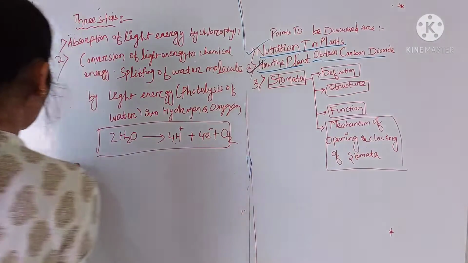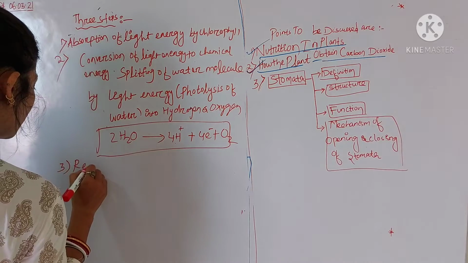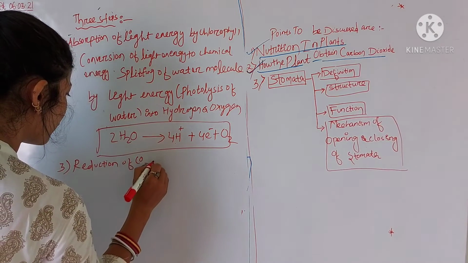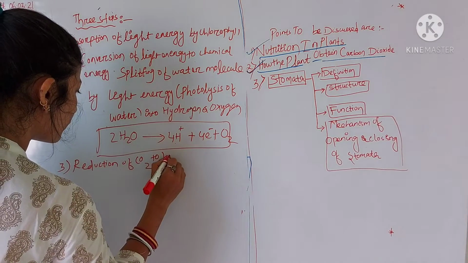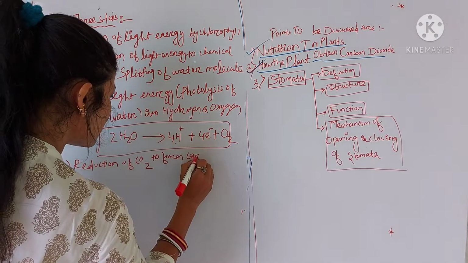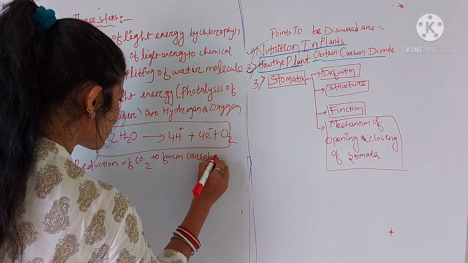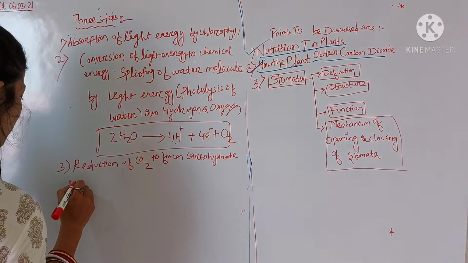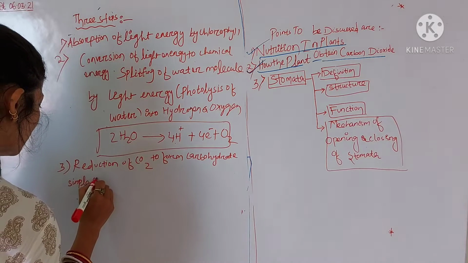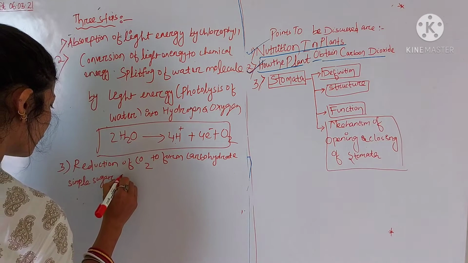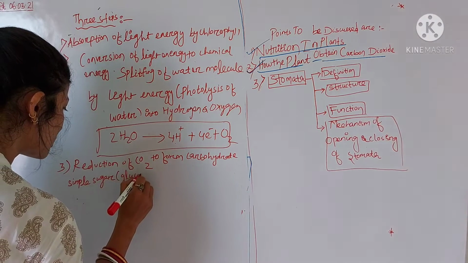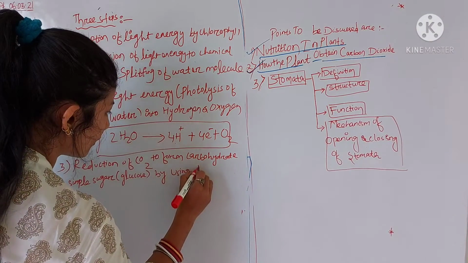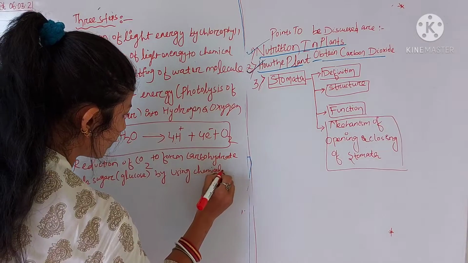The third step is what? Reduction. The third step is reduction of carbon dioxide to form carbohydrate, that is the simple sugar, glucose, by using chemical energy.